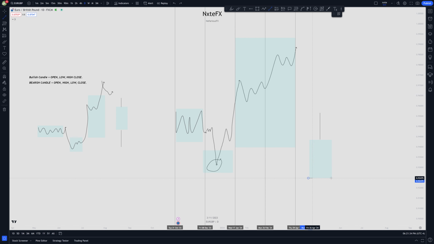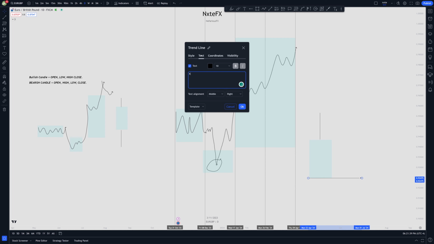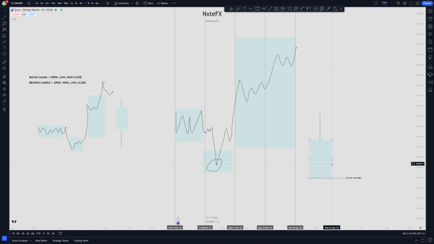Low of the week, right? When this happens, price rallies back up, right? That low of the week is cemented, and we have a bullish week, right?